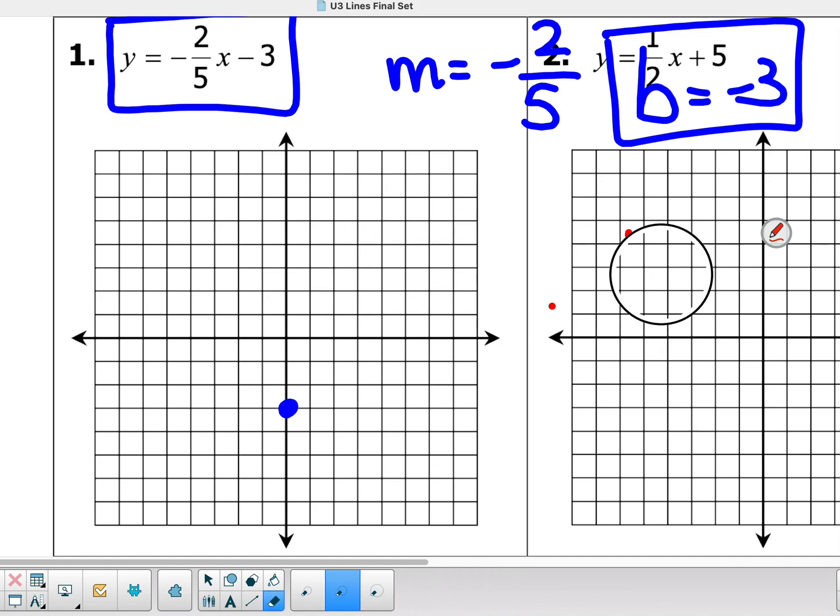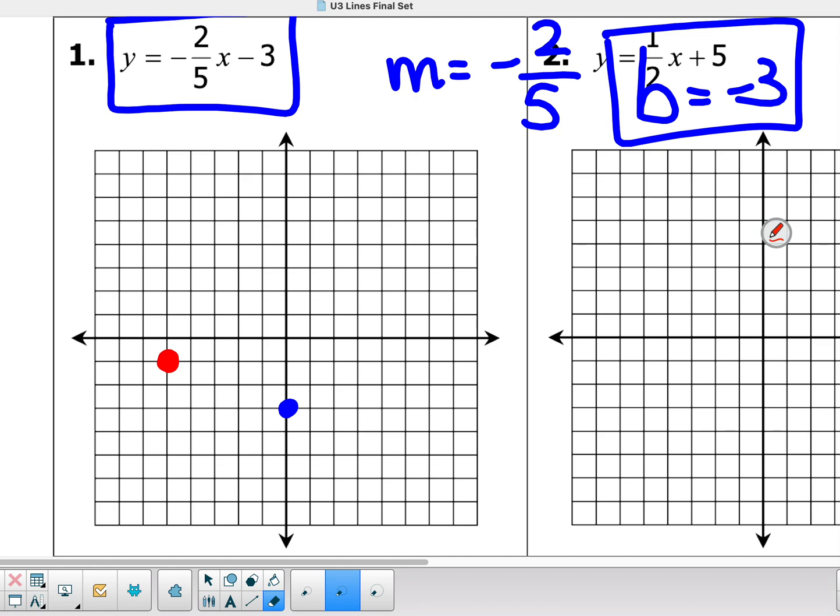Let's plot the next point. I'm going to move to my y-intercept at -3. If I move up 2, that's my positive motion, I'm going to move back to the left 5. So here's my next point. I want the line to fall as I look at the line from left to right. So the second point that I plot really determines the direction of the line.